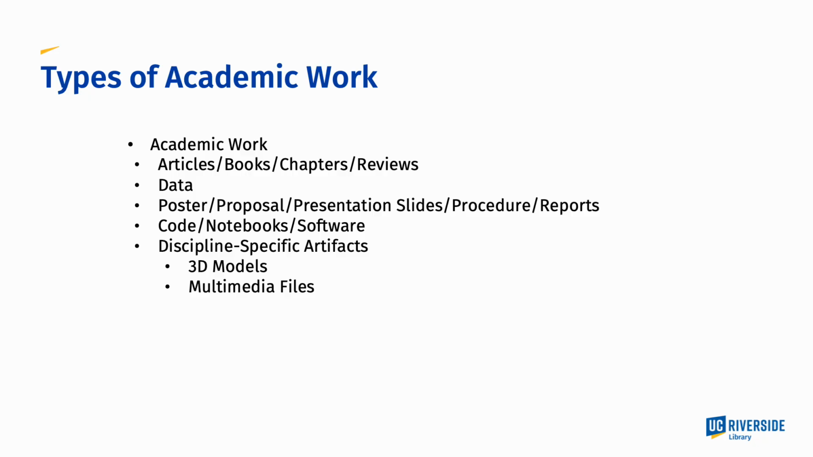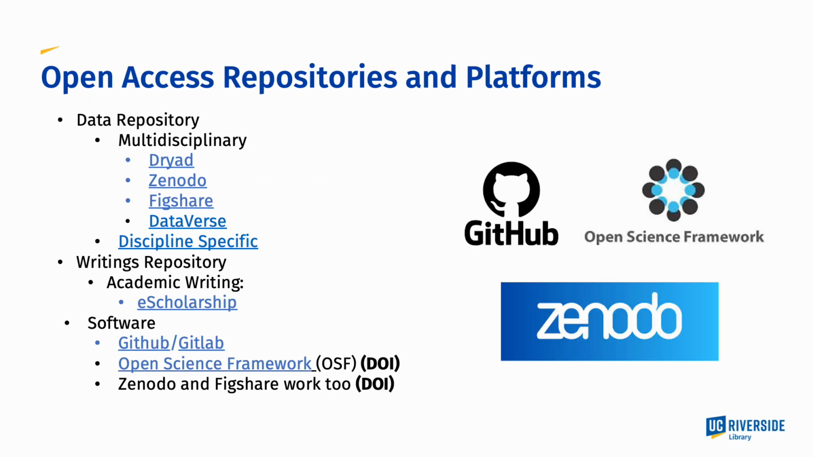Different platforms are designed for different content types. There's a home for almost every type of open scholarly output: for data, Dryad, Zenodo, or Figshare. For written work, eScholarship uses its own platform and is our focus today. For code, GitHub or OSF. When in doubt, Zenodo is a flexible catch-all that also provides DOIs.